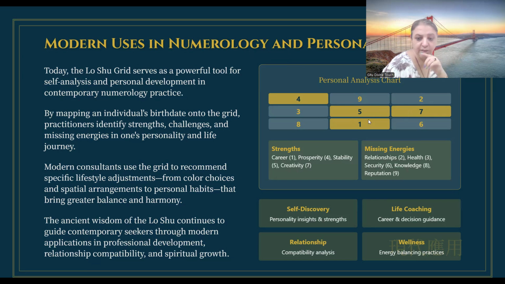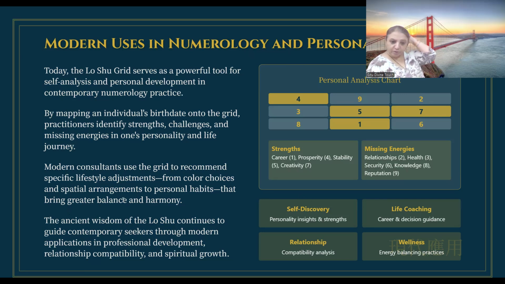1, 5, 4, 7, these yellow you see, these are called strengths. They help you in career, prosperity, stability, and creativity. So if in your date of birth 1, 4, 5, 7 are there, or the majority of these numbers, these are your strengths. Missing energies are here: 2, 3, 6, 8, 9. So the person will face issues in these areas: relationship, health, security, knowledge, and reputation.